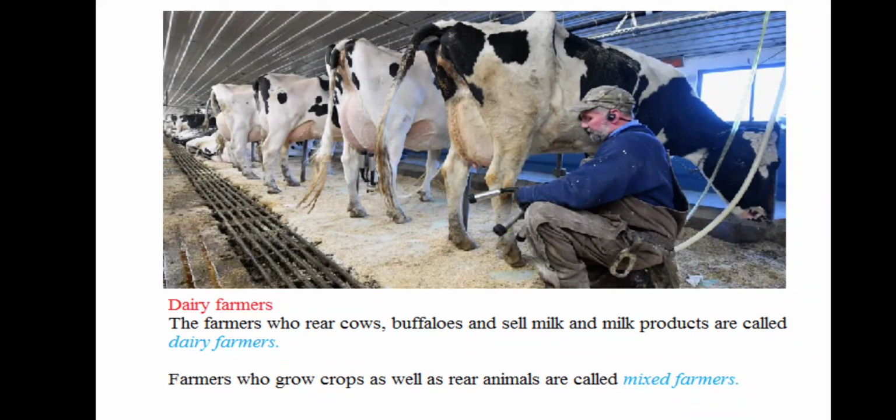Farmers who grow crops as well as rear animals are called mixed farmers. If you go to some villages, you will see that they use animals like cows and buffaloes to plow the field, as well as sell the milk of the cow and provide milk to other people. So these kinds of farmers are called mixed farmers.